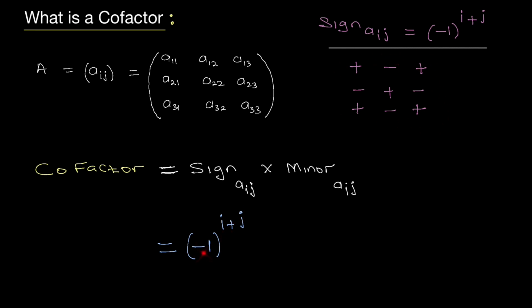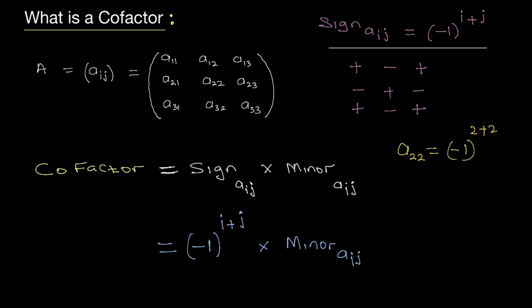Minus 1 to the power i plus j, and then you times it by the minor matrix of that element. A quick example is to work out the sign of A22. That would be minus 1 to the power 2 plus 2. So we're using these values here. 2 plus 2, that's i and j. i is 2, j is 2.